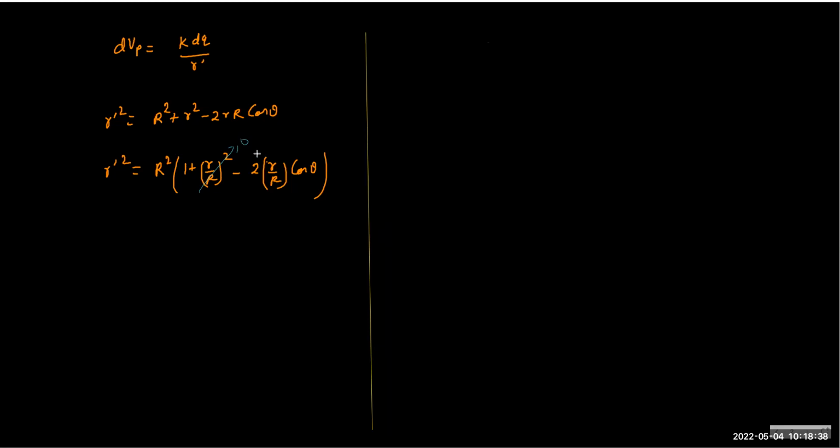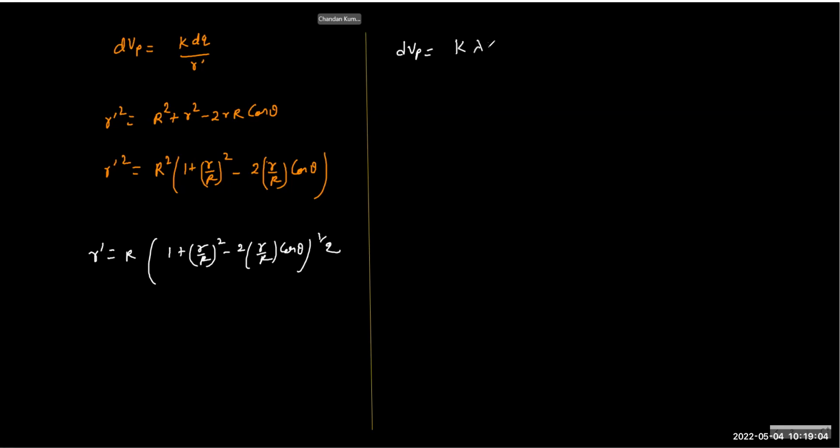So we're not going to take that term as zero. Yeah, so we should not take that term as 0. Rather, we can just continue with r dash as r into 1 plus r by R whole square minus 2 r by R cos theta, power 1 by 2. So we can proceed in a similar fashion. See, we have to always keep things which should not make things zero, otherwise it is of no use.